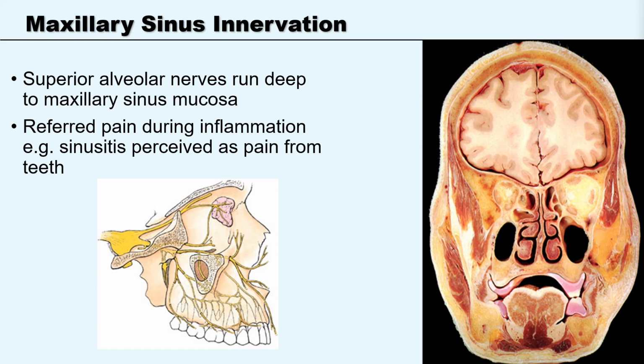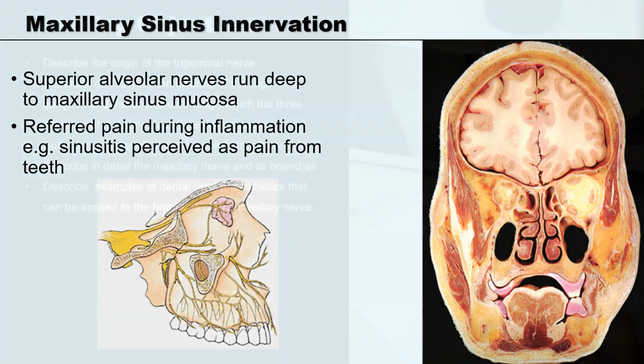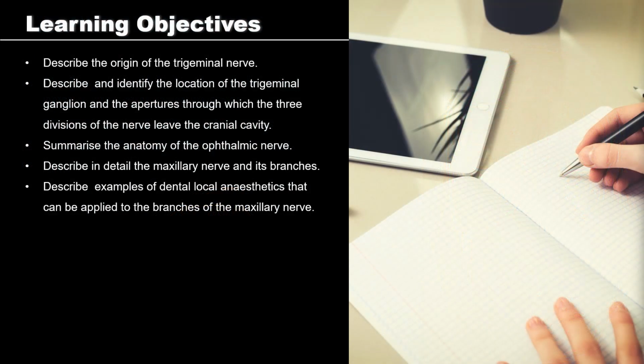And that has brought us to the end of our journey. Let's recap the learning objectives in this video. You should now feel more confident in applying what you have learnt in this video to any self-directed study required, to describe the origin of the trigeminal nerve, describe and identify the location of the trigeminal ganglion and the apertures through which these three divisions of the nerve leave the cranial cavity, summarise the anatomy of the ophthalmic nerve, describe in detail the maxillary nerve and its branches, and describe examples of dental local anaesthetics that can be applied to the branches of the maxillary nerve.